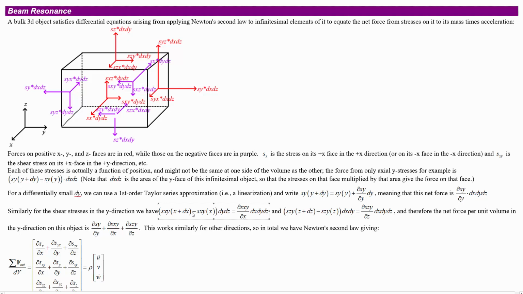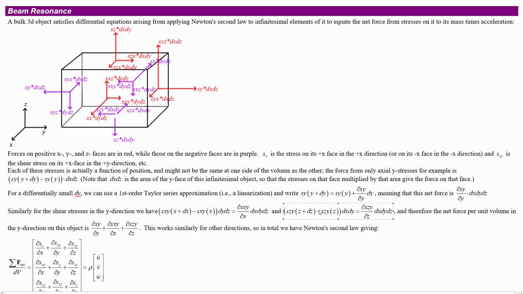We do the same thing with the shear. So force in the y direction isn't just from the axial force on the y faces. There's a shear force from shear stresses on the x face in the y direction, Sxy, and on the z face in the y direction, Szy. So you do the same kind of Taylor series approximation with them to get that the xy shear stresses give del Sxy by del x times this volume element as a net force, and the zy shear stress gives del Szy by del z times the volume element as the net force on this differential volume in the y direction.